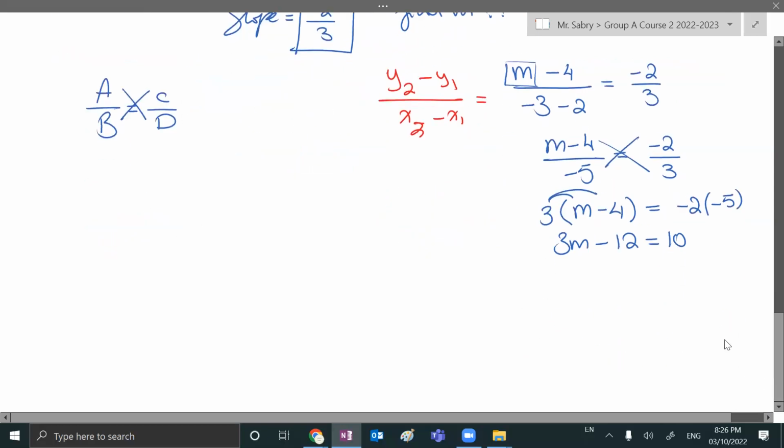Until this step, anyone has any issues whatsoever? I'll move the negative 12 to the other side, so I'll have 3m equals 10 plus 12, which is 22. And then I'll move the 3 to the other side by division, so m must be equal to 22 over 3. This is the answer. This is the value of m. Does this make sense? Are we all good?